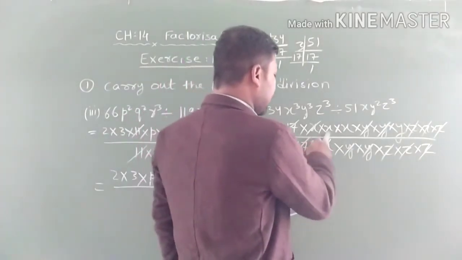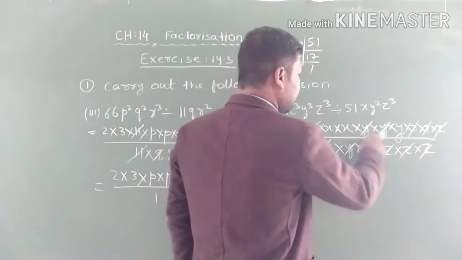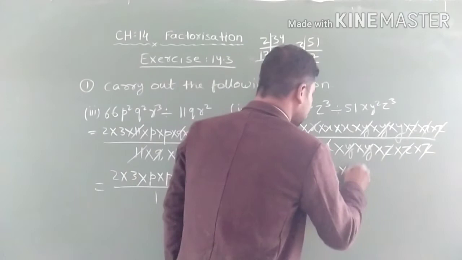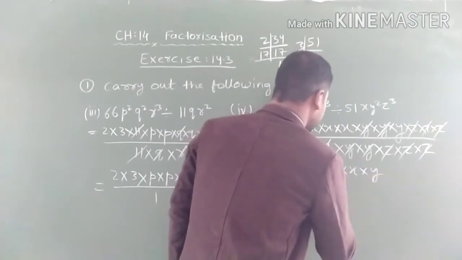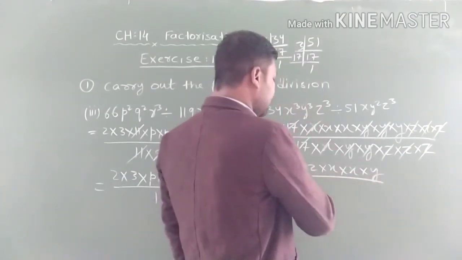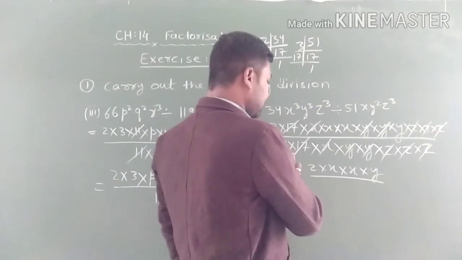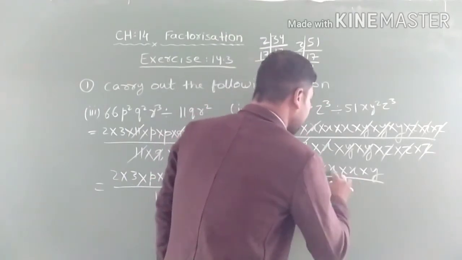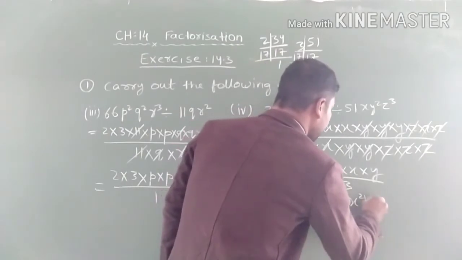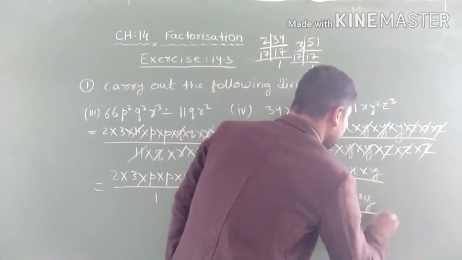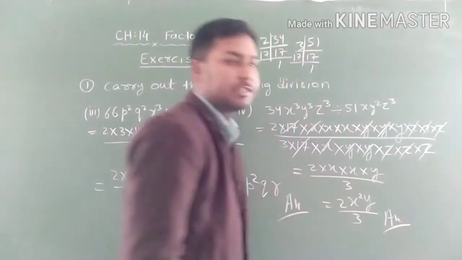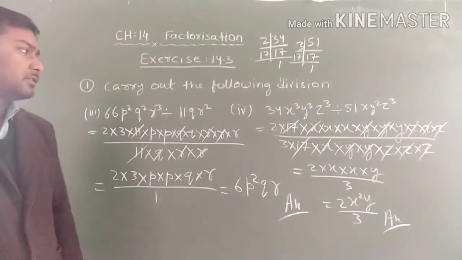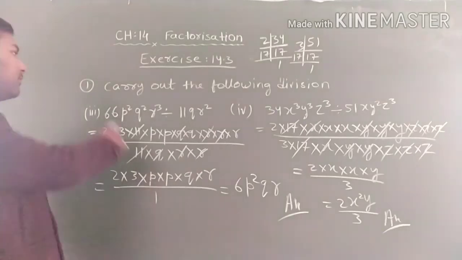2 into x into x into y. Okay, so 2 into x into x into y, divided by, in the denominator, 1 into 3 is left. So this will be 3. Now it will be 2 x into x is x square, y divided by 3. And this is the answer. Now this is the complete explanation of question number 1.